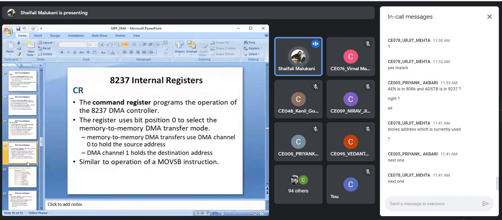Now next is interesting, which is the command register. What is the command register? That discussion, from the command word or command register, we are going to discuss in the next lecture.